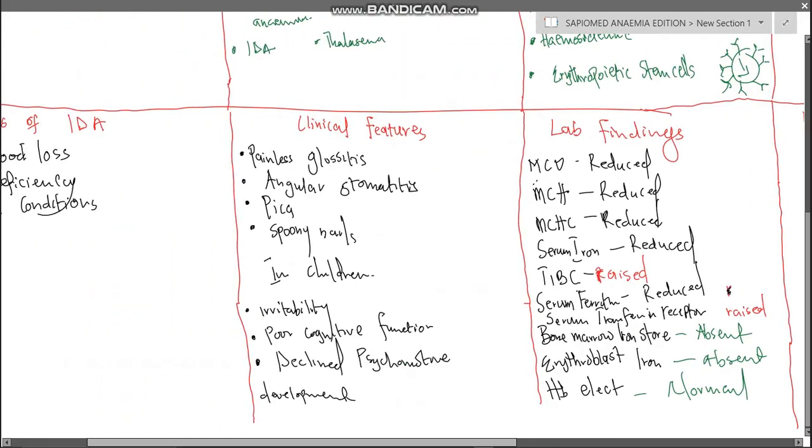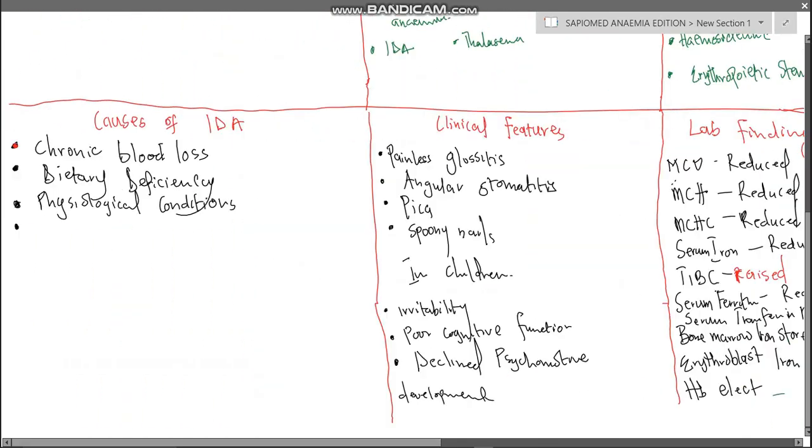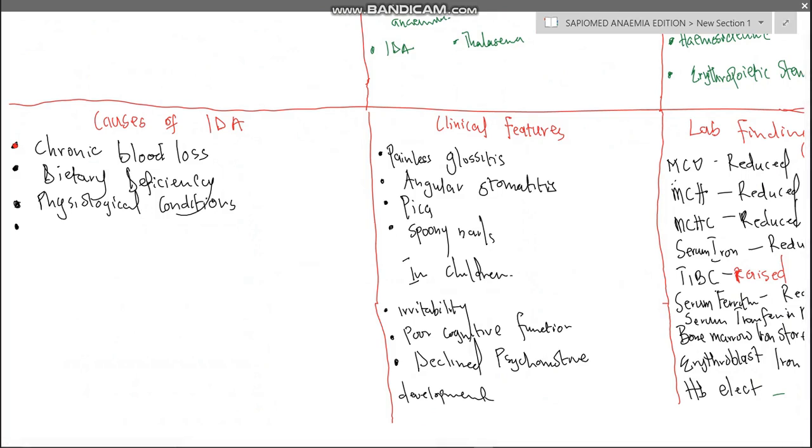Alright. Now let's talk about causes of iron deficiency anemia. So we have chronic blood loss. When you have an accident and you begin to bleed, the more you are bleeding, the more you are losing iron that is found within the hemoglobin. Remember, every hemoglobin contains iron. So we can even say blood itself is a very good source of iron. So the more you lose blood, the more you lose iron.